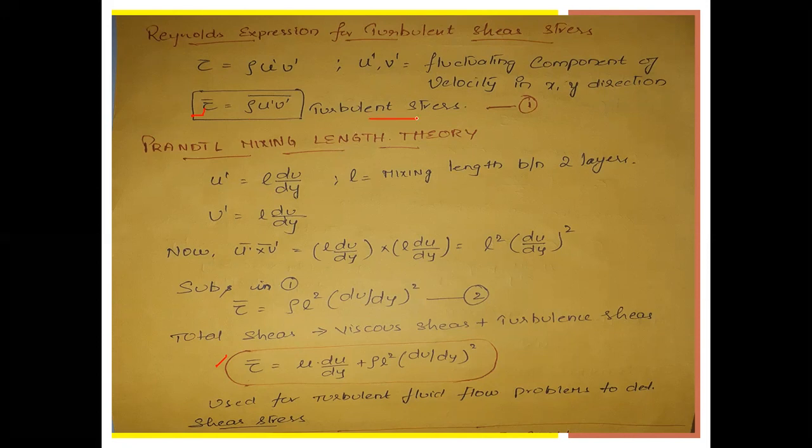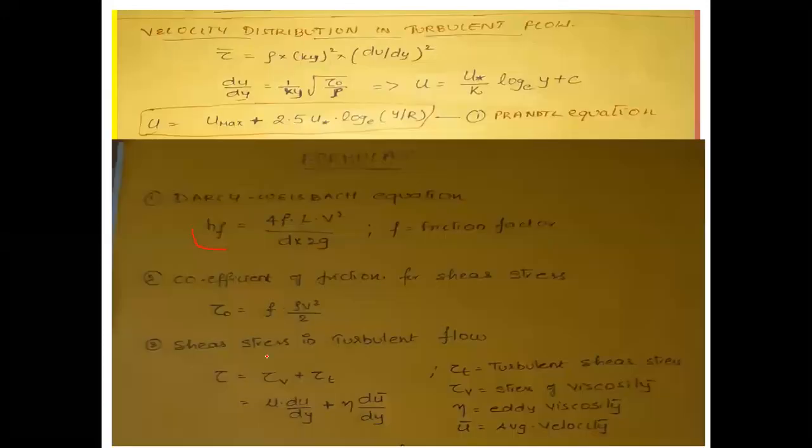That is the turbulent stress, Prandtl mixing length. So this is the formula for the Prandtl mixing length. Next, velocity distribution in a turbulent flow, tau is equal to rho into k into y squared into (du by dy) squared. Okay. Next formulas. What is the Darcy-Weisbach equation? This is the Darcy-Weisbach equation. Okay.